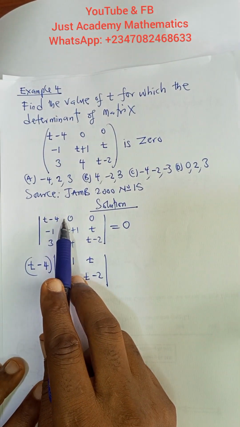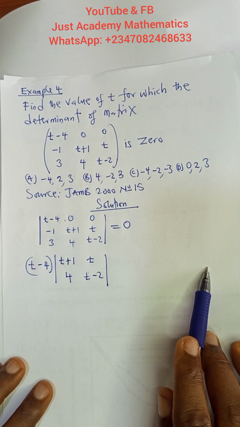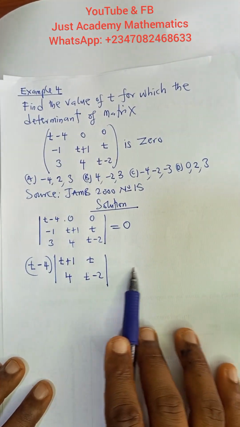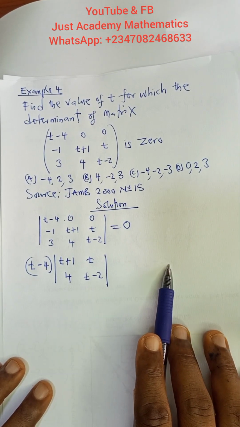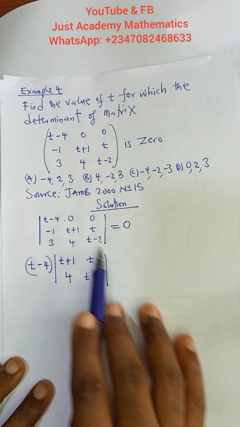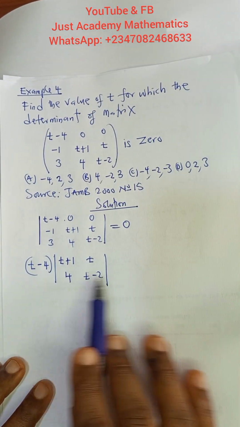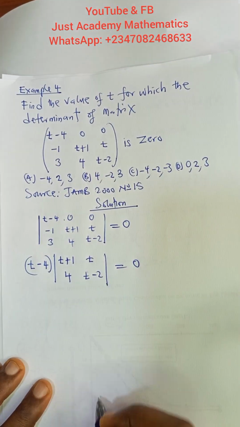Then we pick the second one. The second one is 0. And anything times by 0 is 0. So there is no need. The third one is also 0. Anything times by 0 is 0. So the next two is irrelevant. There is no need putting it, because at the end of the day, 0 times it will give you 0. So actually, this is the only thing we are solving for, equals to 0.